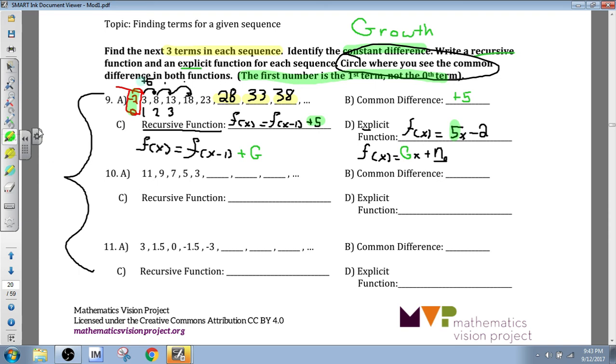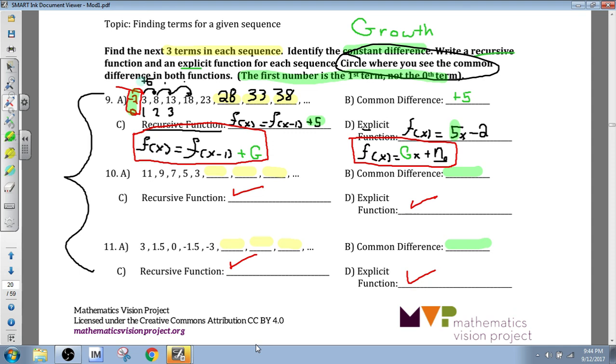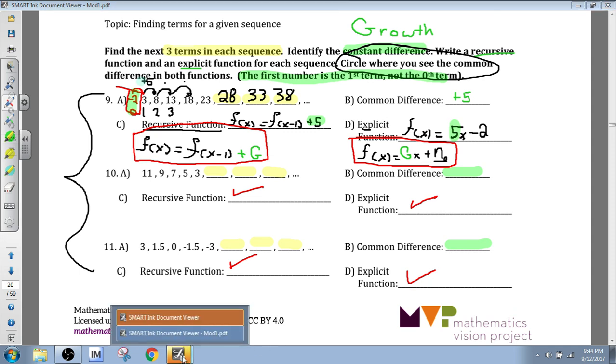Okay? So that's what you're going to be doing for all of these. You're going to be completing each sequence. You're going to write down what the common difference was, and then use these general forms of the recursive and the explicit functions of arithmetic sequences to figure out what your recursive and explicit functions are going to be for these two. And that should get you going. And if you have any questions, just ask me in the morning.